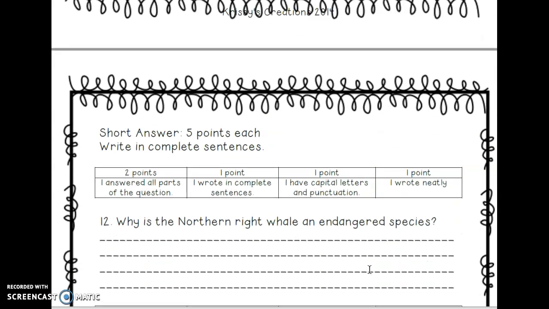Okay, let's look at one short answer question. Why is the northern right whale an endangered species? We talked about the northern right whale last week. So if you remember, the northern right whale was hunted. And hunters decided that it was the right whale to catch. And so, because it was the right whale to catch, they called it the right whale. And because they were killing too many of them, they're called endangered species.